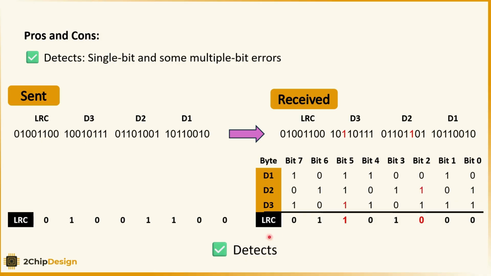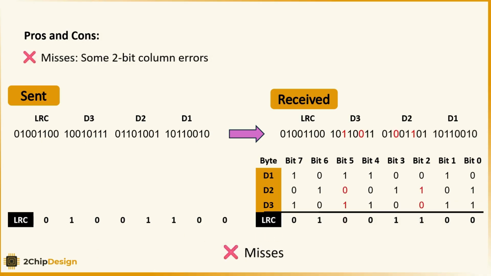But LRC also has weaknesses. It can miss certain 2-bit errors that occur in the same column. For instance, going back to the original packet, if data 2 changes to 01001101 and data 3 changes to 10110011, the LRC ends up the same as before. This means the error goes undetected.